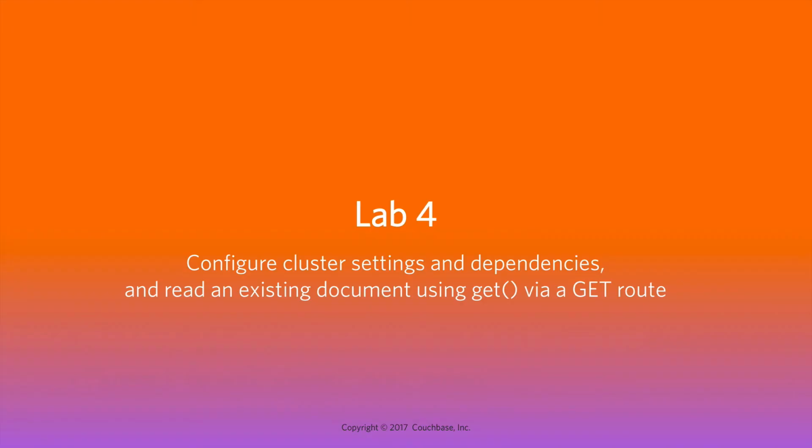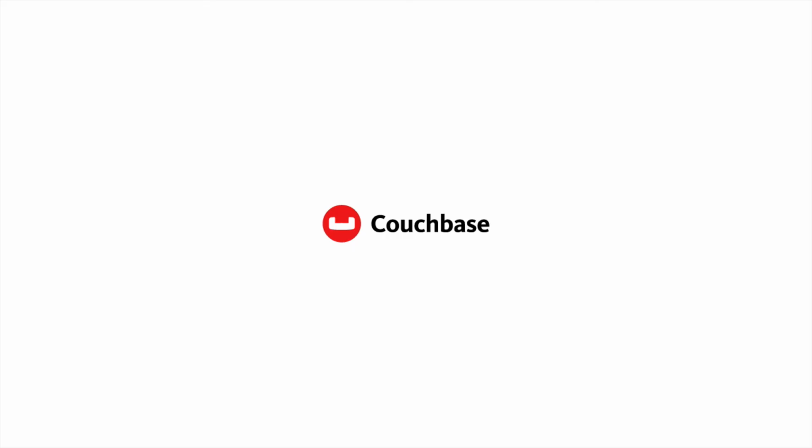In the lab for this lesson, you're going to configure the cluster settings and dependencies in the Slim dependencies that we've introduced in the prior lesson. You'll also read an existing document using a get via a get route. Once you've played around with that a bit and feel like you've got the concepts in your hands, come on back. We've got a lot more to cover ahead.